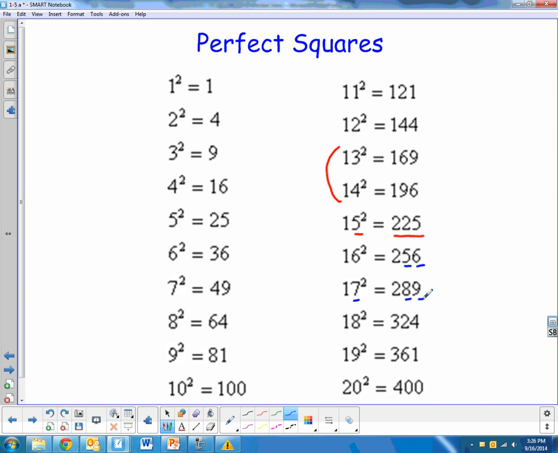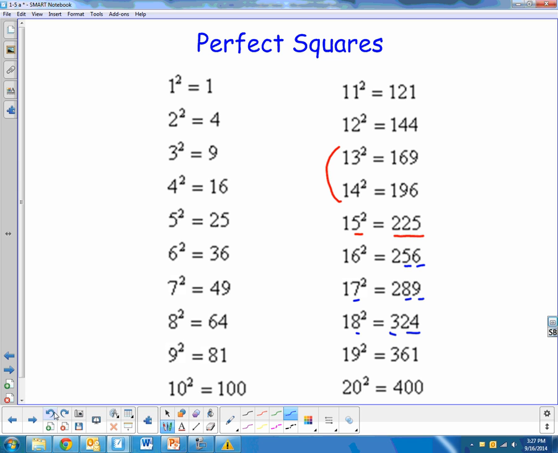18 squared, again, the way I remember it is that 3 times 8 is 24. So 18 squared is 324. 19 squared, I have no nice way of remembering 19 squared. The only thing I can find with it is that it counts by threes a little bit. 1, 3, 6, 9. Not in any good order, though. So 361. However you want to remember that is great. And then the last one, 20 squared, is 400.